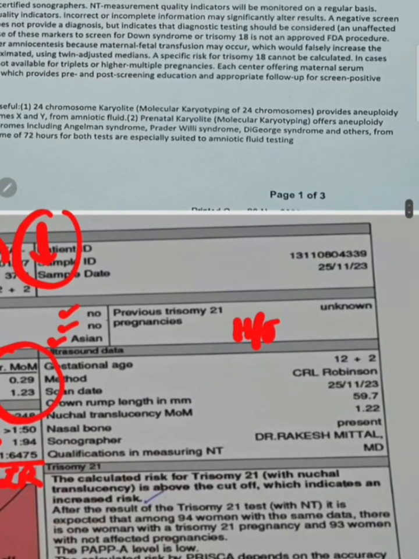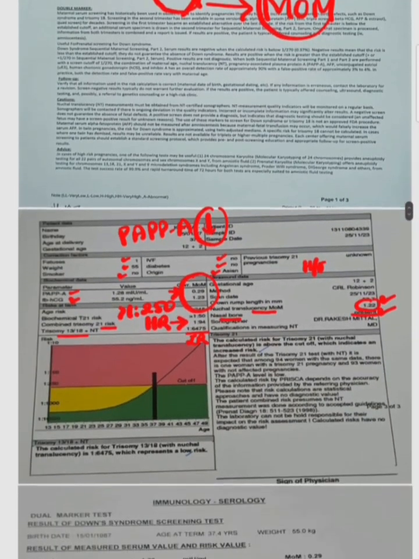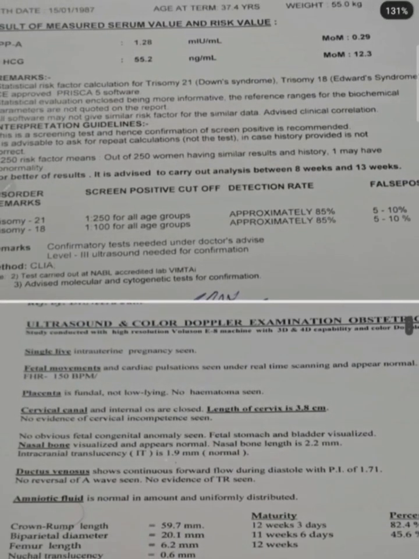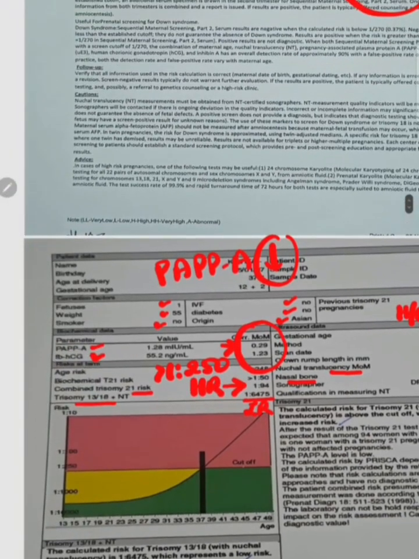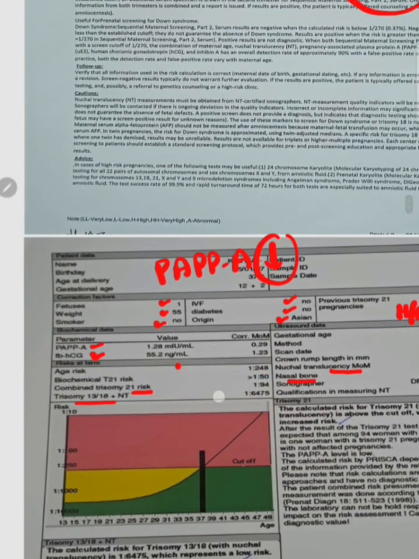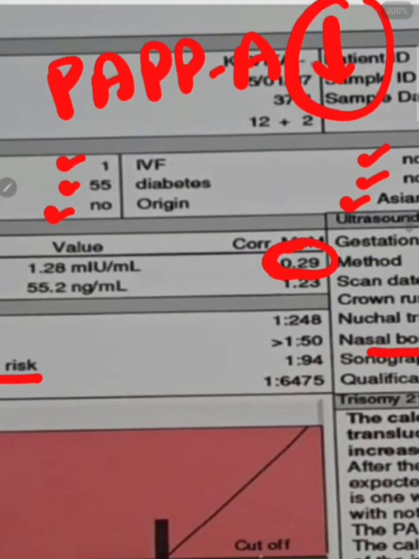Then come to NT and NB. The nasal bone is present, which is absolutely normal. Nuchal translucency is also normal, 1.2 MoM. If nuchal translucency is increased, if it is more than 3 millimeters or more than the 90th centile of normal, then it is abnormal. This is the ultrasound report I have brought. The NT is only 1.9 mm, so it is normal. So every marker is normal except for this PAPP-A, which is 0.29 MoM. Except for this low PAPP-A value, everything is normal in this mother.